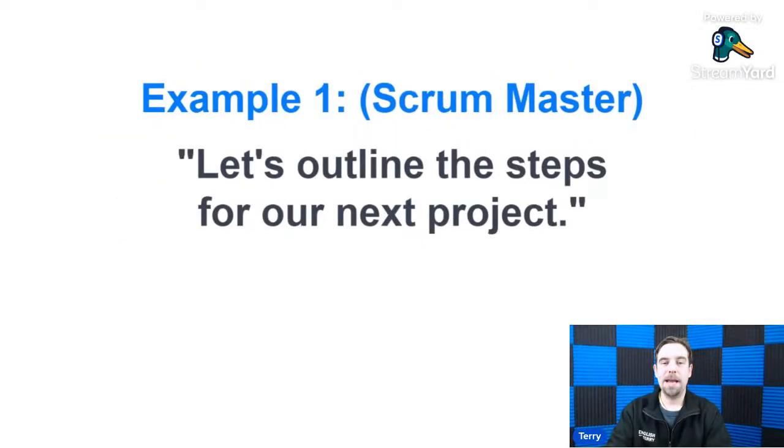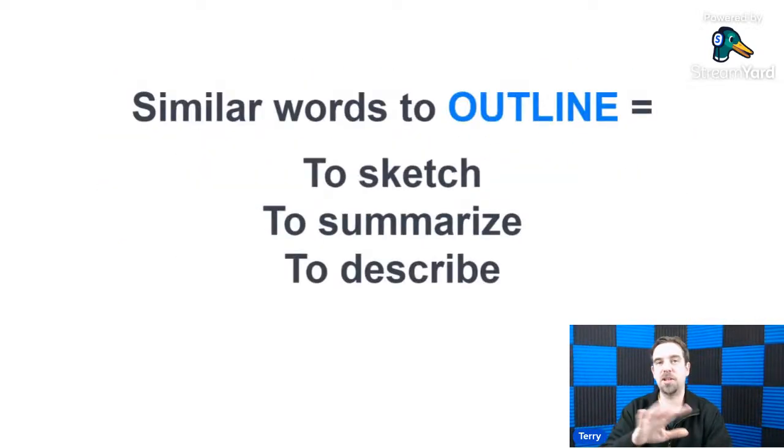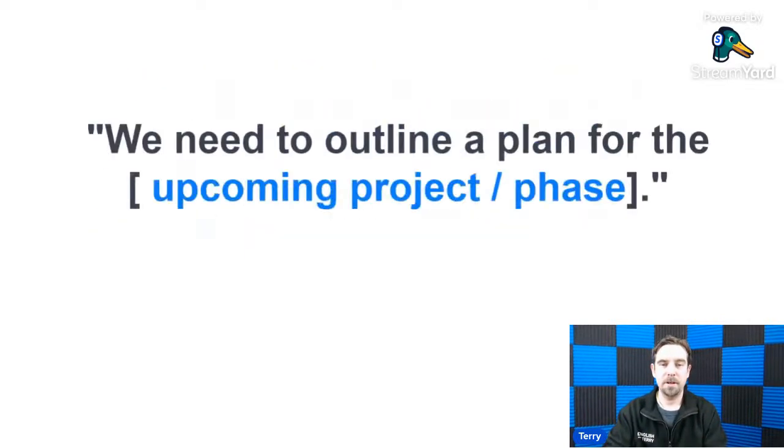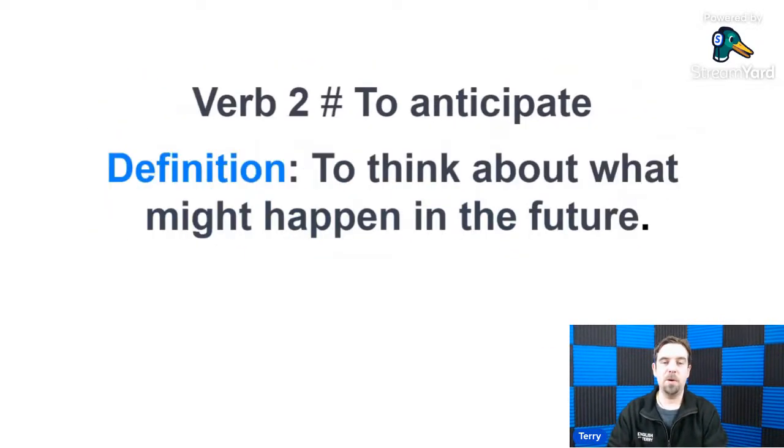Now, again, we have 2 or 3 verbs which are similar because it's another way to say describe. Can you outline this? Can you describe it? Can you summarize? Can you sketch it, right? Okay. Now, verb number 2, talking about project scope.